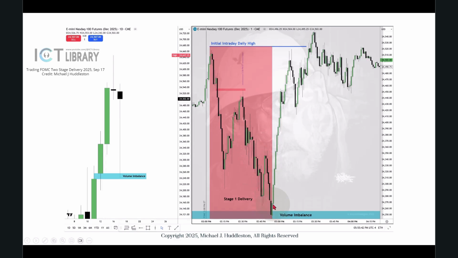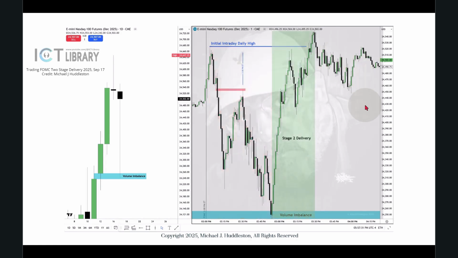And then here we have it there, and then all the way back up there, taking out the buy side. And then in consolidation, it's basically untradeable. And this is the second stage here from the low up to the buy side, running the high of the day.